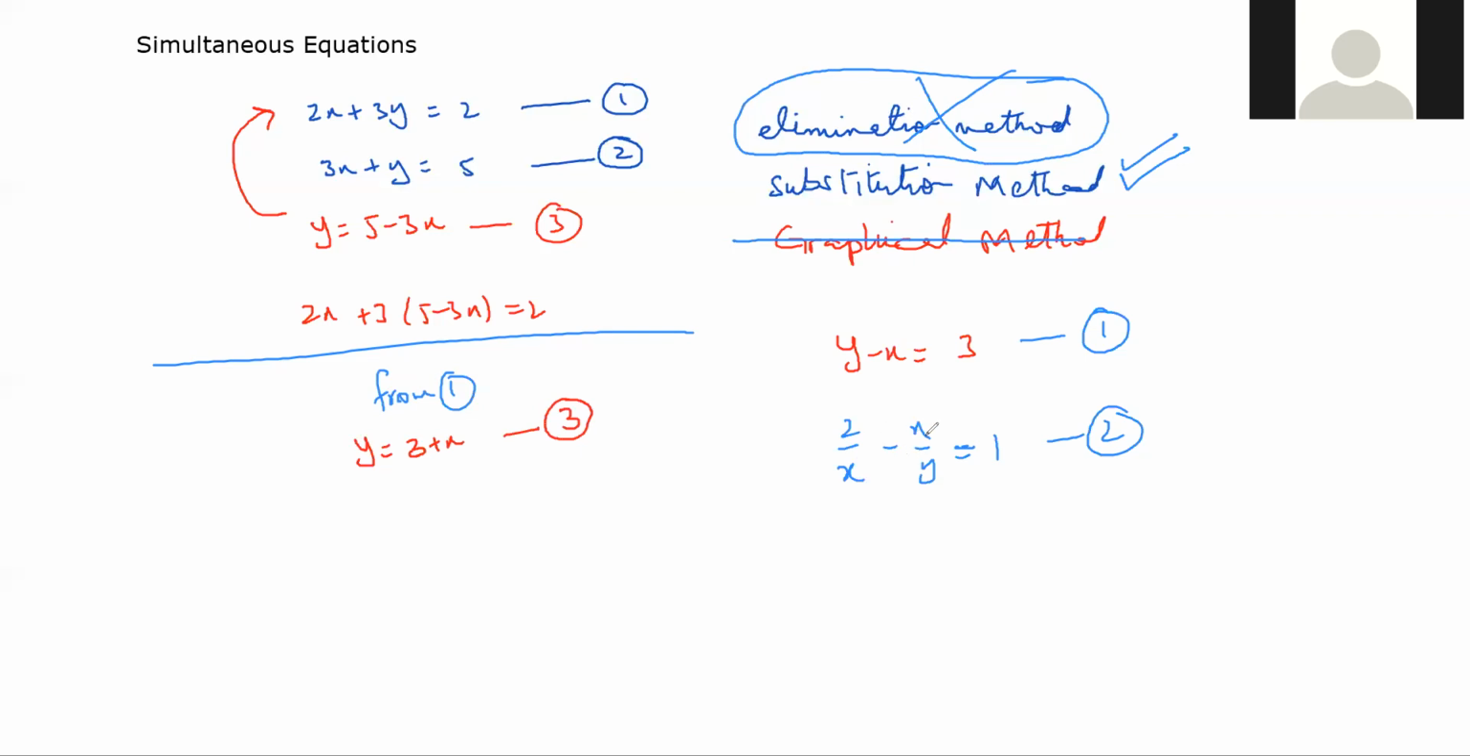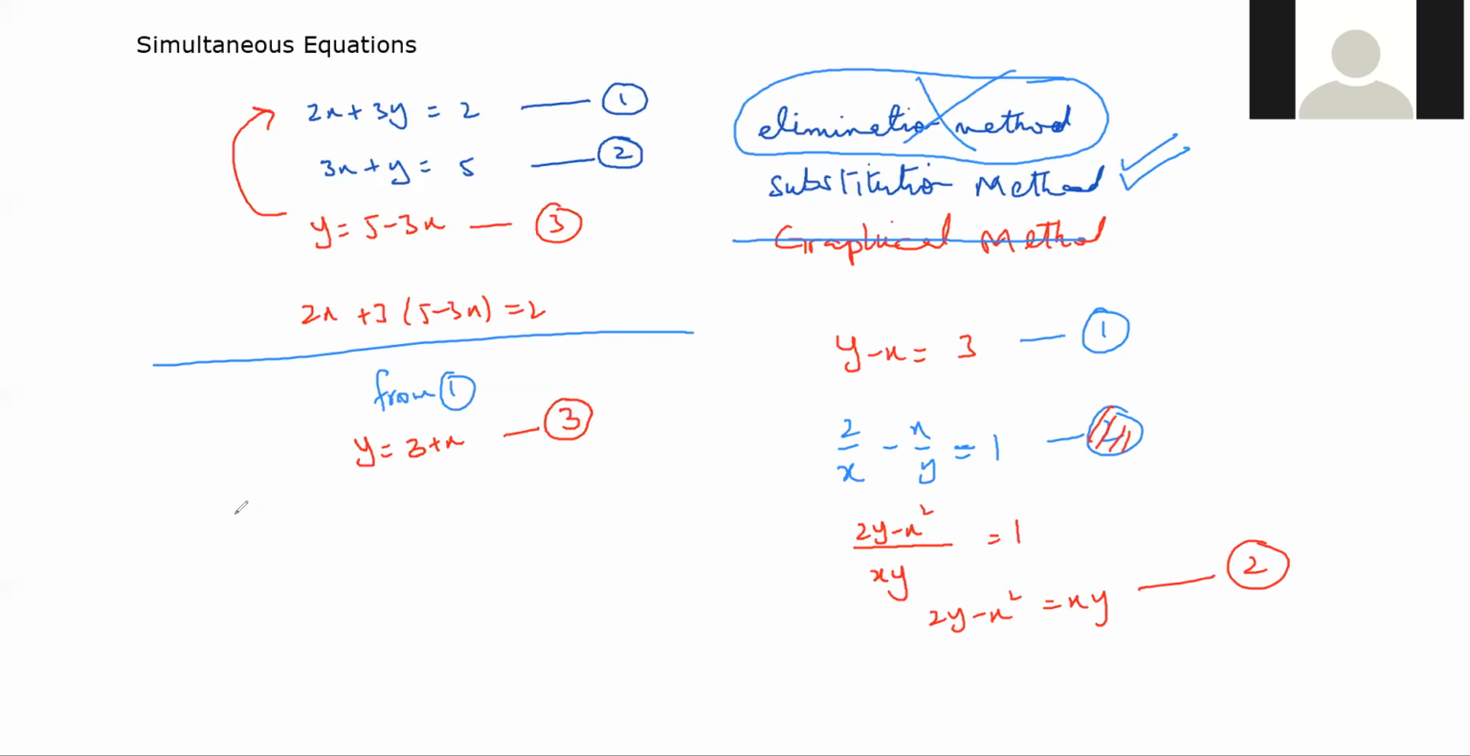I would suggest, before you substitute, you simplify this a bit. Can I take xy as the LCM? This is 2y minus x squared, that is equal to 1. So you have 2y minus x squared equal to xy. So this is now your second equation. Okay, so I'm just going to make this the second equation.